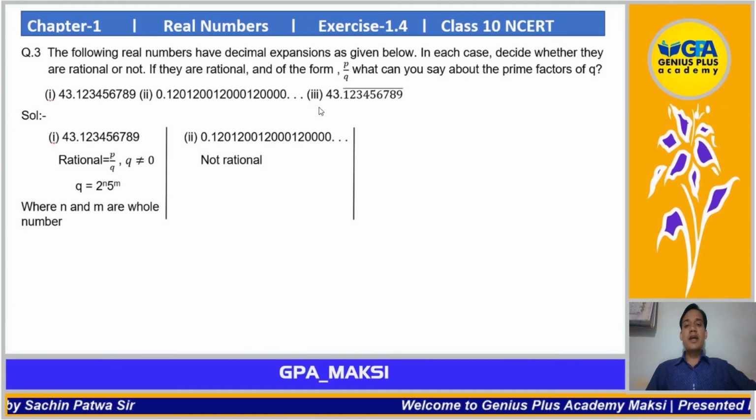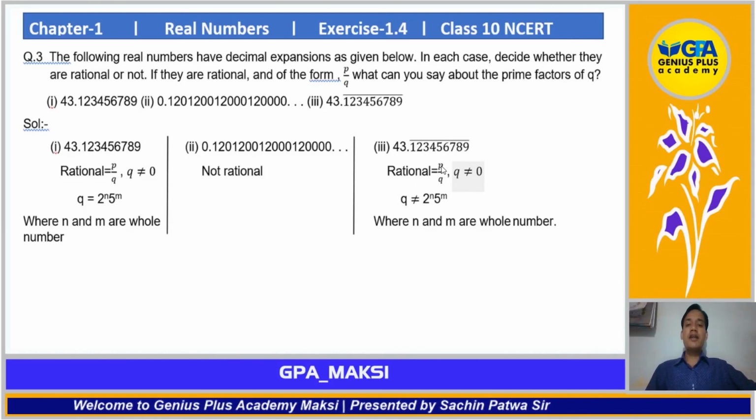नाउ बात करें हमारे लास्ट क्वेश्चन की 43.123456789. नाउ अब देख सकते हैं आप 1 2 3 4 5 6 7 8 9 के ऊपर क्या लगा हुआ है, बार लगा हुआ है. तो ये क्या एक रेशनल नंबर है. सो आइए चलते हैं इसके सॉल्यूशन की ओर. सो इट इज ए रेशनल नंबर एंड इन द फॉर्म p by q where q is not equal to 0 but their denominator not in the form 2 raised to n 5 raised to m. So q is not equal to 2 raised to n 5 raised to m where n and m are whole numbers. Pause the screen and note it.